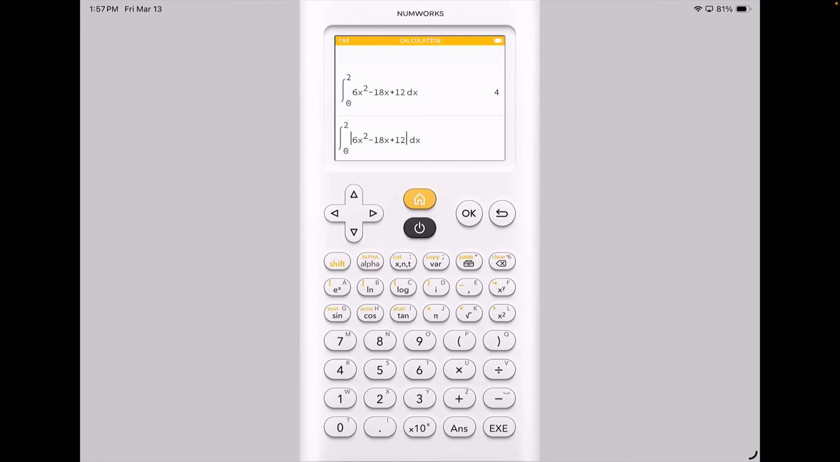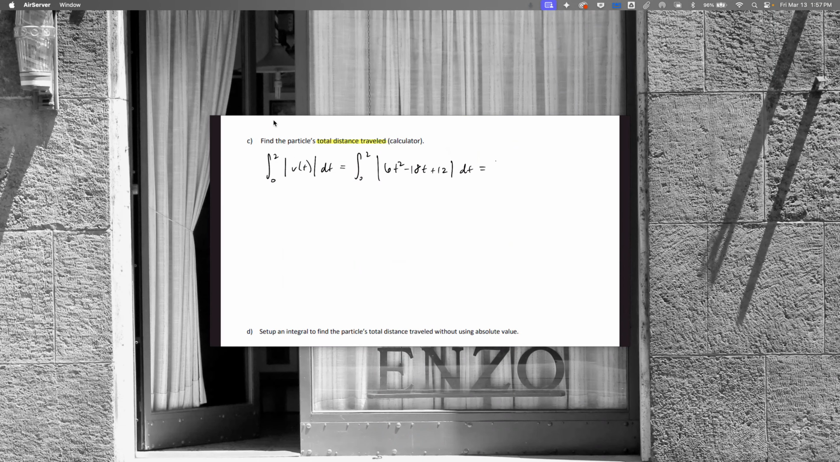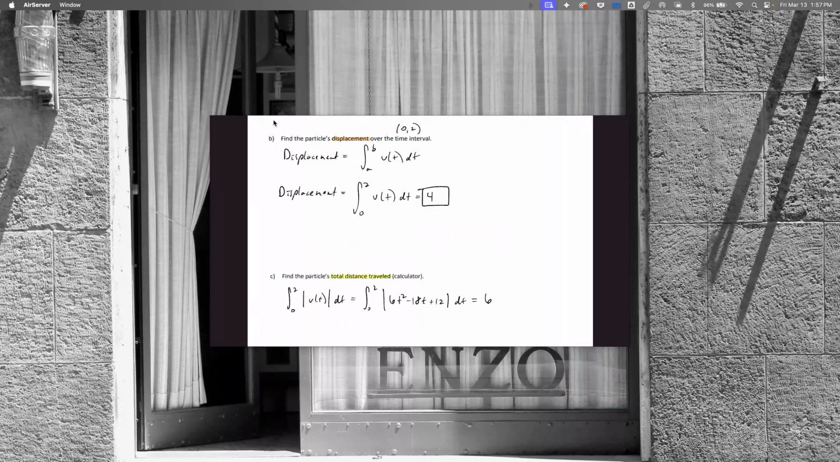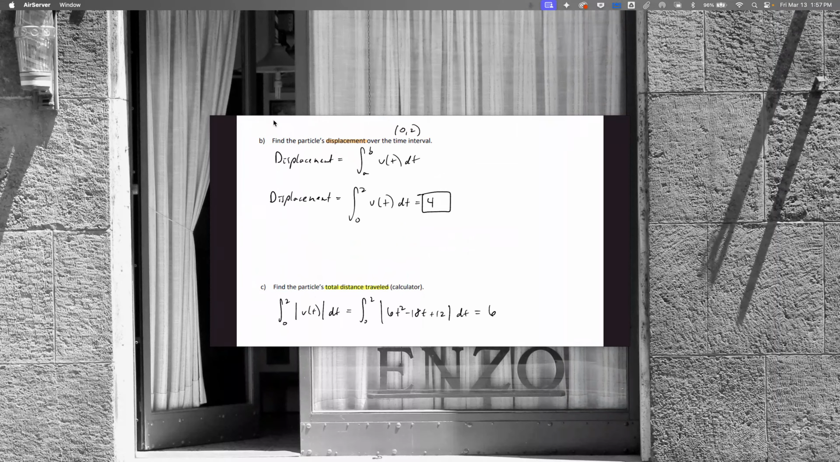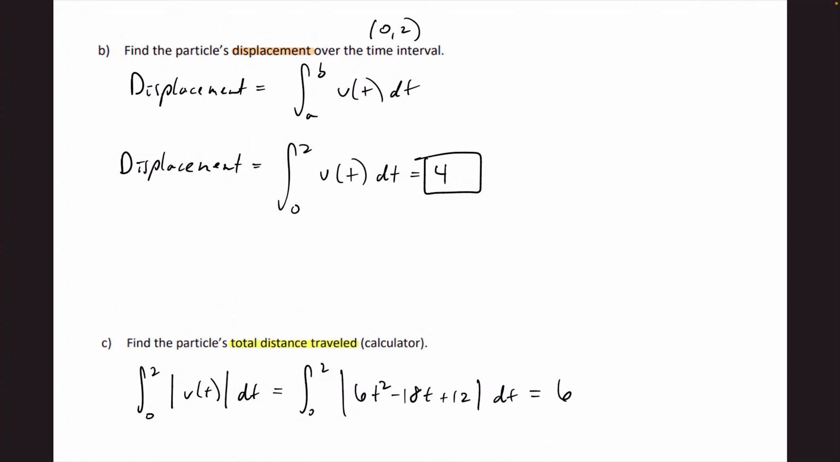Total distance, and without using absolute value it's 4. With it, it's 6. It's different. So the total distance was 6. The displacement was 4. So what does that tell you? They went back somewhere. Someone doubled back somewhere. It wasn't a straight path. It doubled back somewhere. He took 5 steps forward, 1 step back.